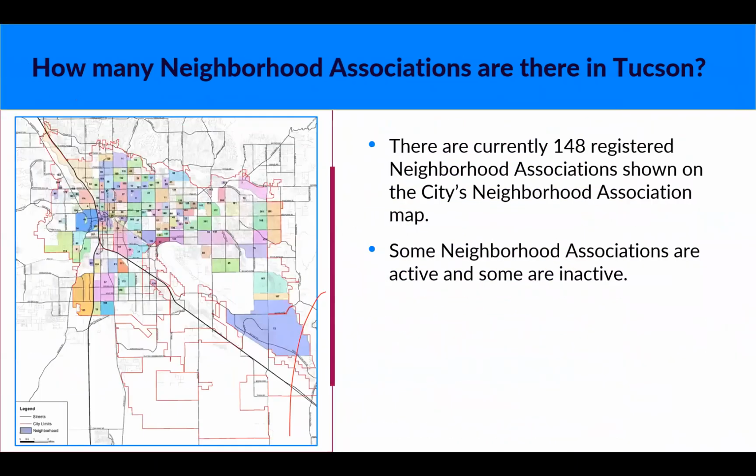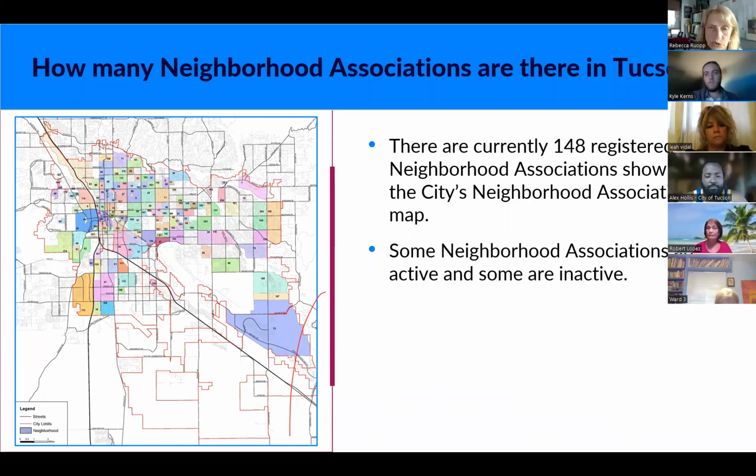So how many neighborhood associations are there? Well, our city neighborhood association map currently shows 148 registered neighborhood associations. Some neighborhood associations are active, some are inactive. I'd say, just as a ballpark, that probably 50 are really active at any given time, maybe a few more than that. What do we mean by inactive? We don't have a precise definition. I think it would be helpful. Generally it's neighborhoods who haven't communicated with us, haven't sent us any officer information for a year or more.